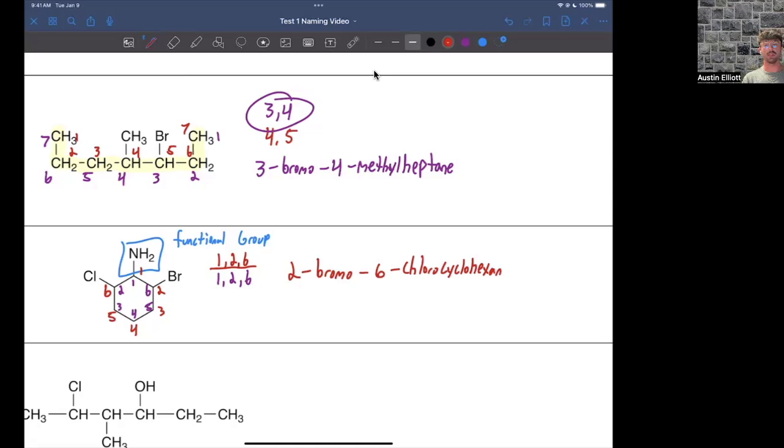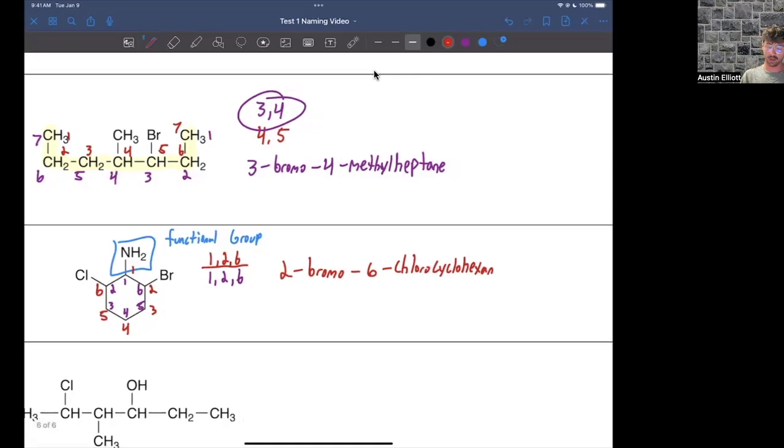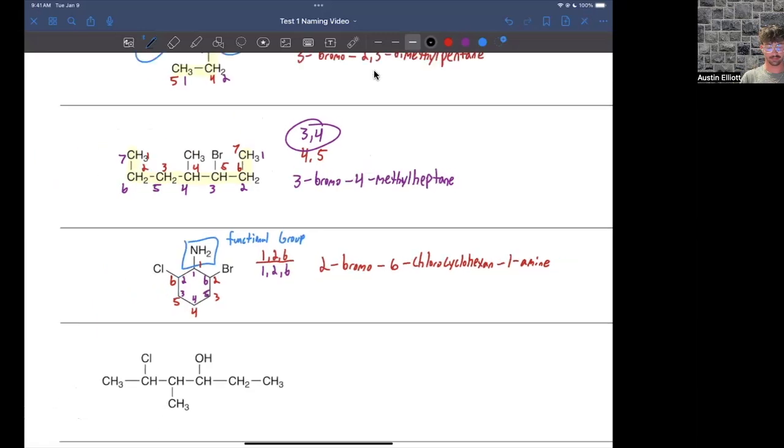But in this case, we have an amine group, so we're going to drop that E on the hexane, go to hexane, and then hexane 1 amine. Like I mentioned earlier, you can absolutely leave the 1 out in this case, just because it's on the 1 and it's going to be there, and it's technically redundant. But I always like to do it just to be safe.